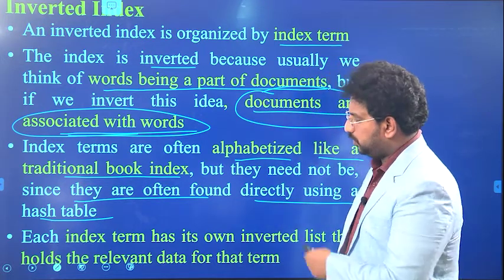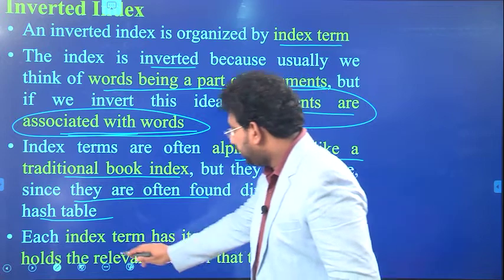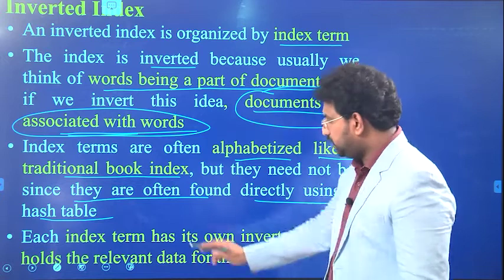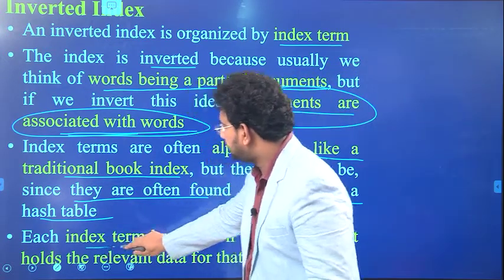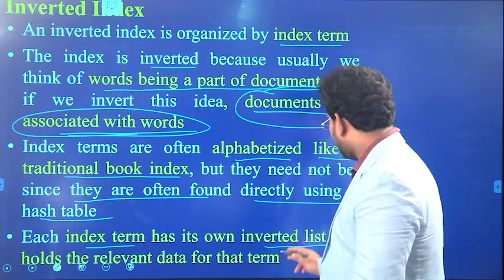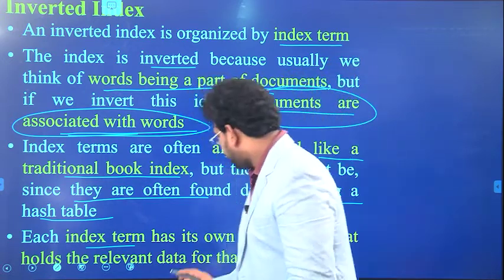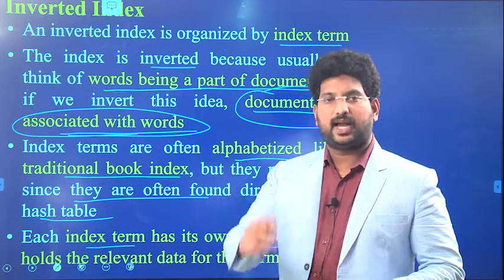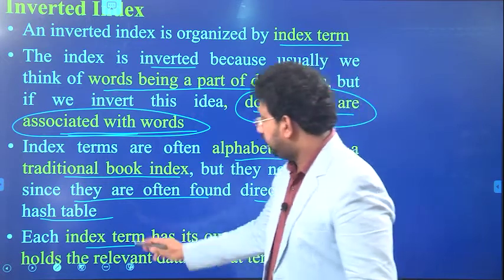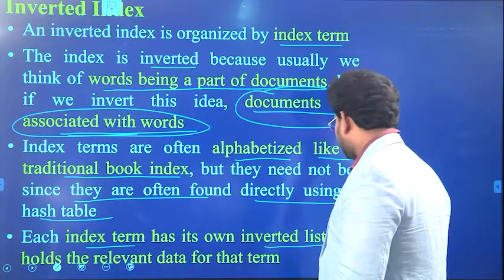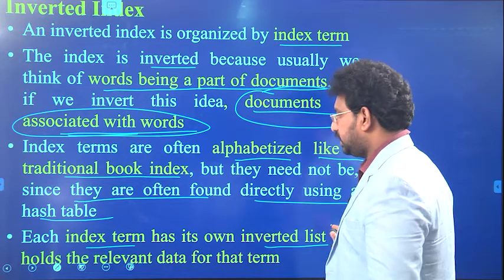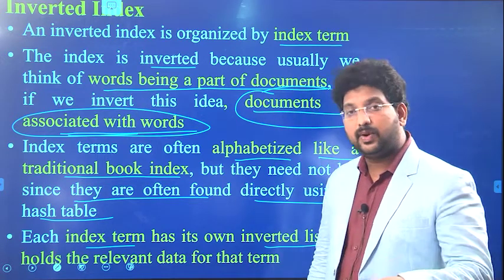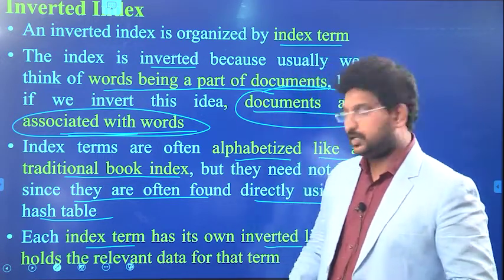And if you go into some more details about it, each index term has its own inverted list. Each index term, so we know that index terms are there, has its own inverted list that holds the relevant data for that item. So what does it hold? The relevant data for that term is associated with it.